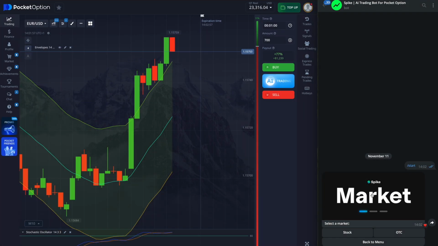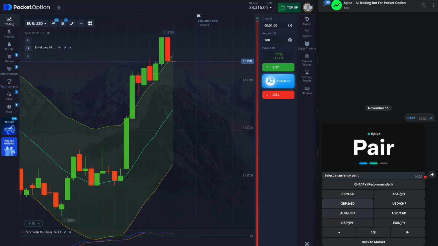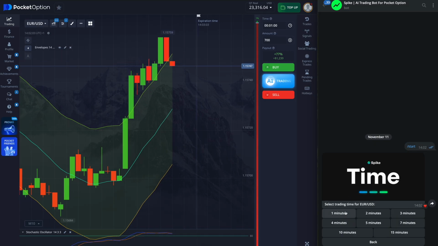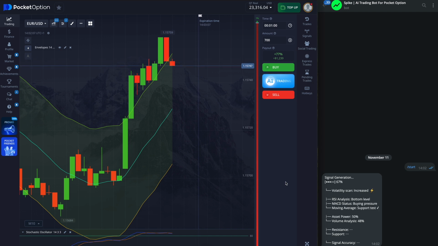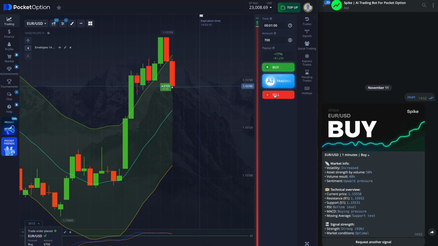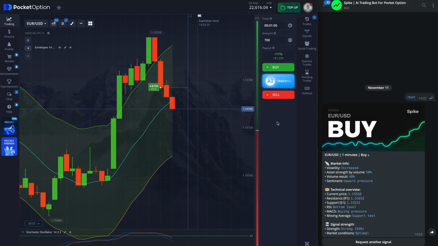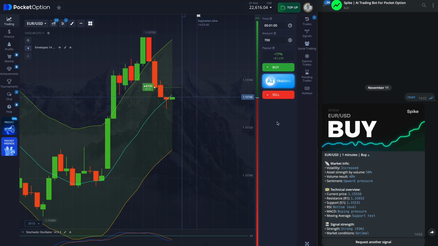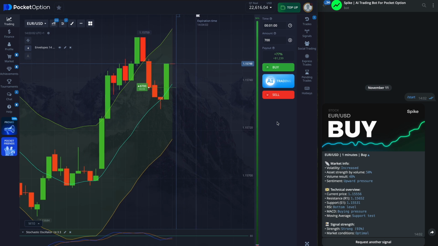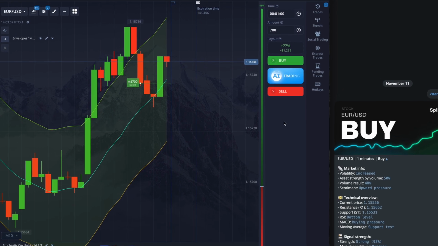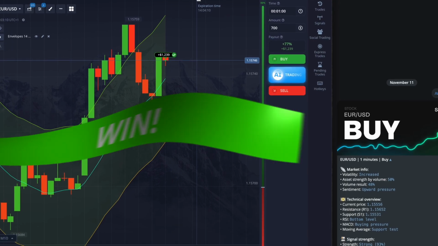First, the bot lets you choose between the stock and OTC markets. Then, you pick a currency pair. Let's go with an expiration time of 1 minute for this one. Got a buy signal from the bot. It was a winning trade!